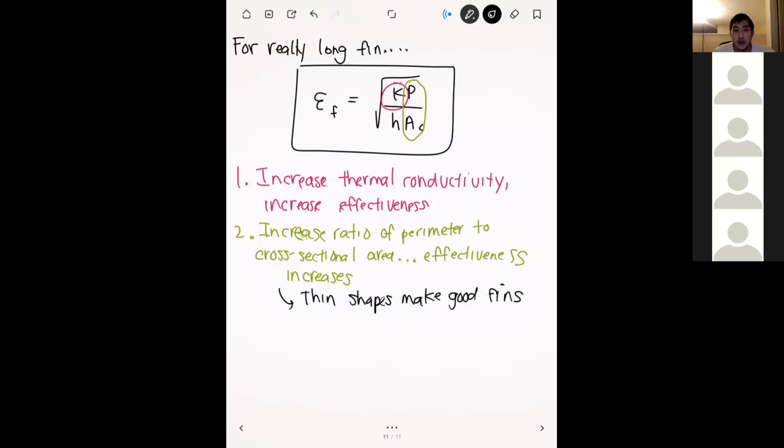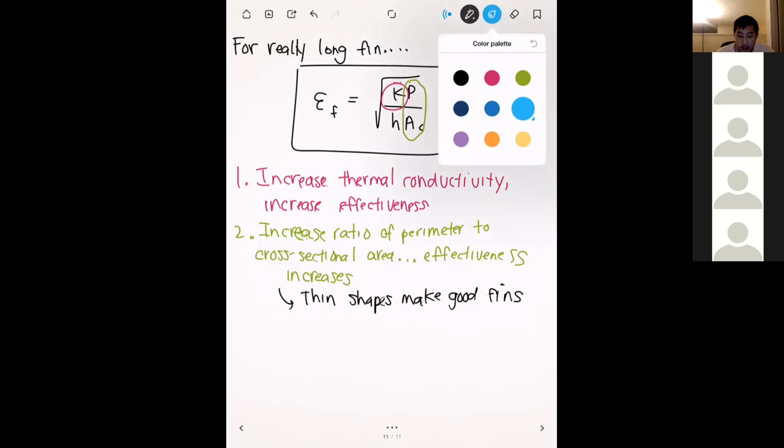Okay. And so the reason for that is you have something that's thin, so you're going to have a lot of perimeter compared to cross-sectional area there. Okay. So actually in the homework, I'm going to ask you guys to design a better fin. I'm going to have you do almost the same thing as the example that we just did. I'm going to give you a fin that starts out as a cylinder, and then what I want you guys to do is improve it by changing its shape.